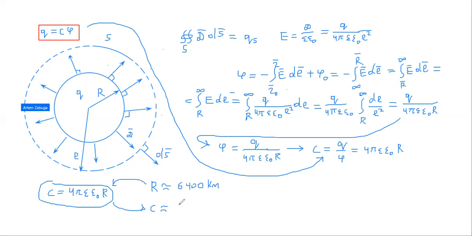is equal approximately to 700 farads. No farads, sorry, microfarads. 700 microfarads. It is very small. It is very small capacitance for such a big system.